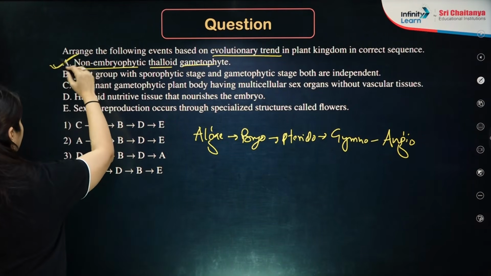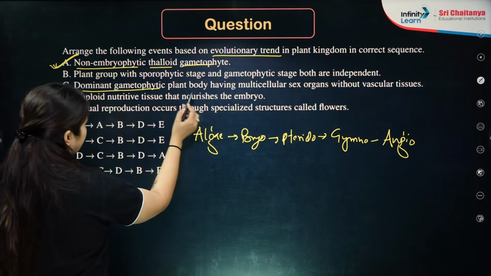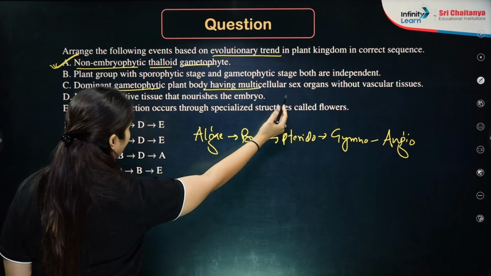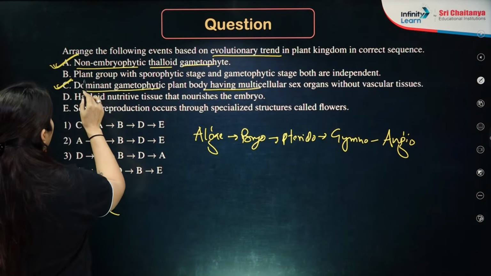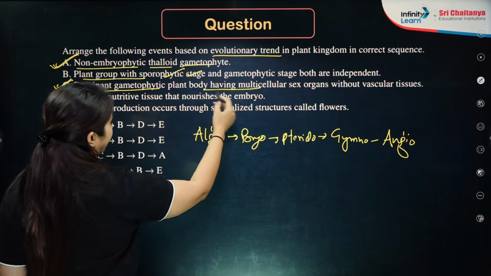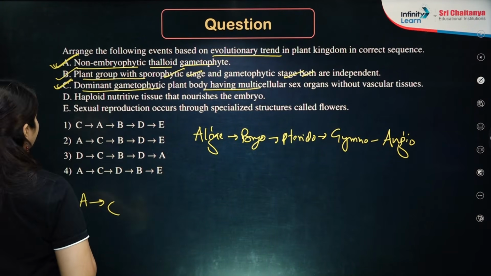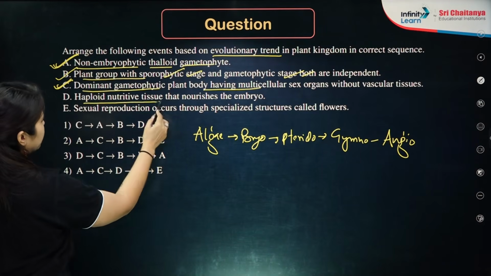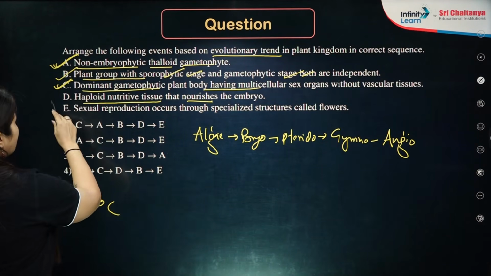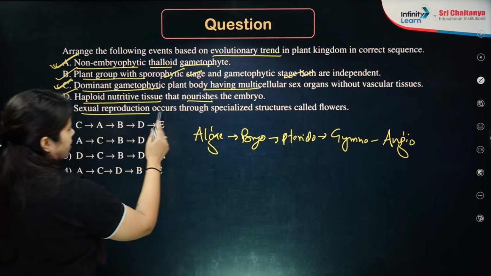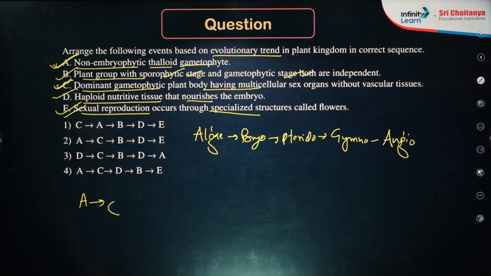This represents your algae. Okay. Then number 2 is dominant gametophytic plant body having multicellular sex organ. It represents your bryophyte. Okay. Then we have plant group with sporophytic stage and gametophytic stage, both are independent. It represents your pteridophytes. Then we have haploid nutritive tissue that nourishes the embryo. This represents your gymnosperms. Sexual reproduction occurs through specialized structure called flowers. This represents my angiosperms. Okay.